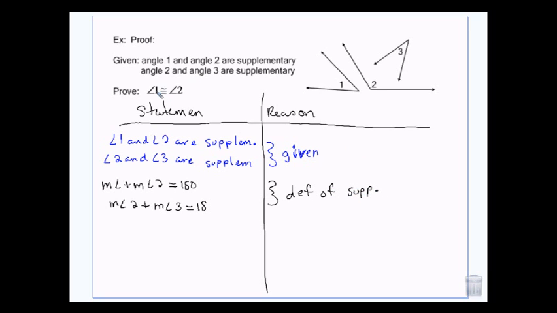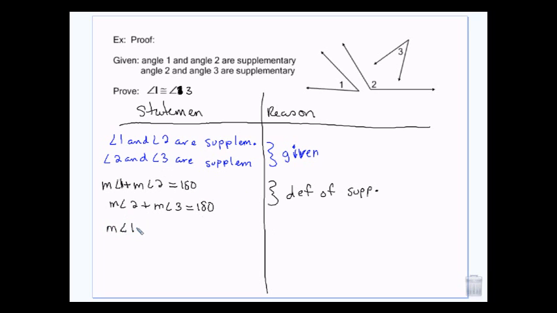Now, I'm trying to get angle 1 equal to angle 3. I have angle 1 plus angle 2 is 180, and I have angle 2 plus angle 3 is 180. So I need to figure out a way to make them match. I typed this wrong, that's supposed to be 3. What I can do first is subtract angle 2 from both sides of both of these. Won't they look the same on that other side of the equal sign?